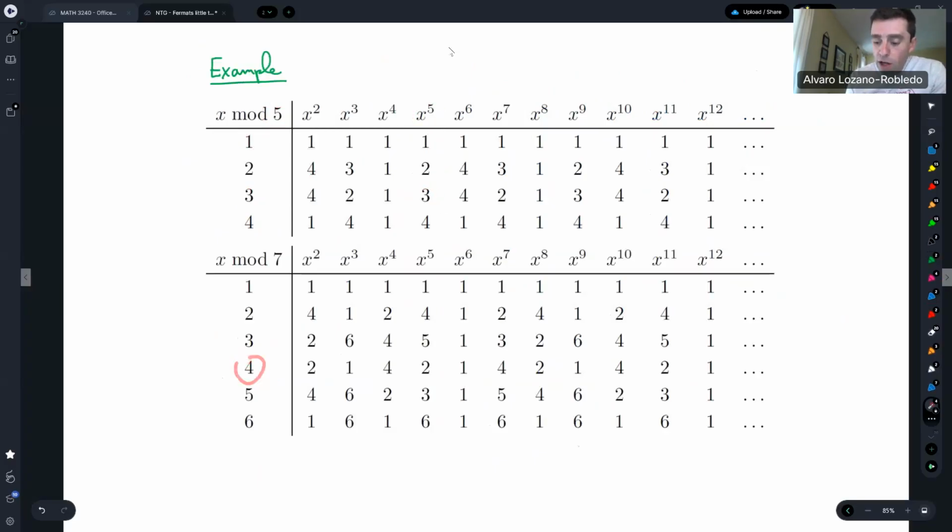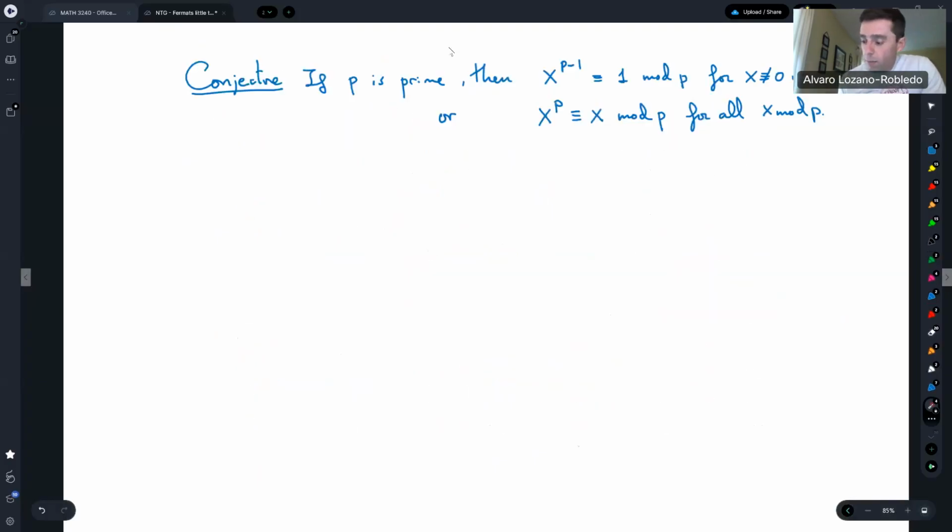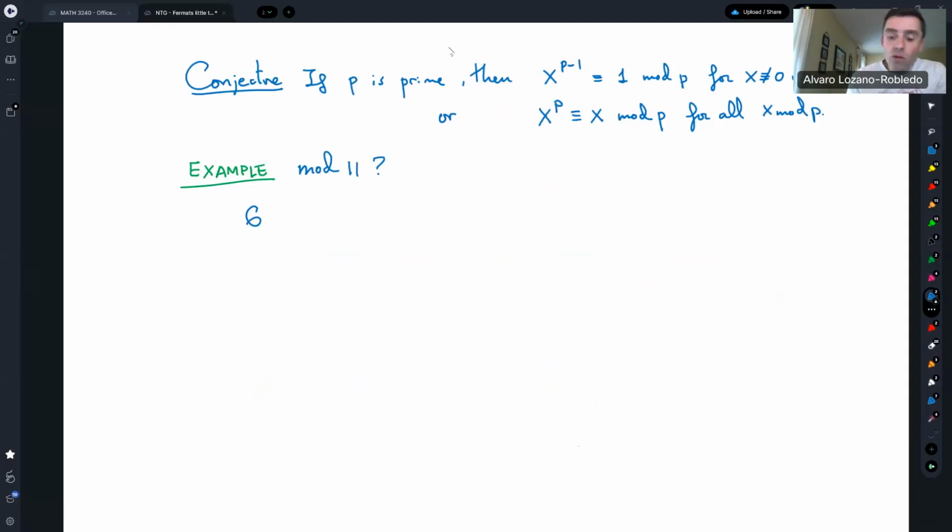That 4 to the 7th power should give me back 4. So that seems to be true. Let's do one example just to be super duper sure. Let's do something larger. Let's work modulo 11. Does it work modulo 11? Let's see, what is 6 to the 10th power modulo 11?